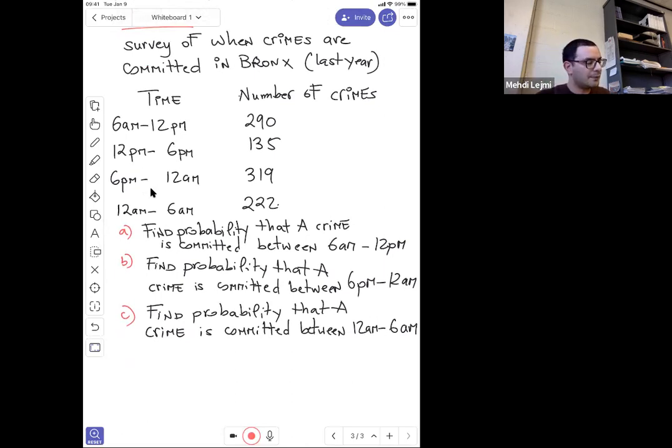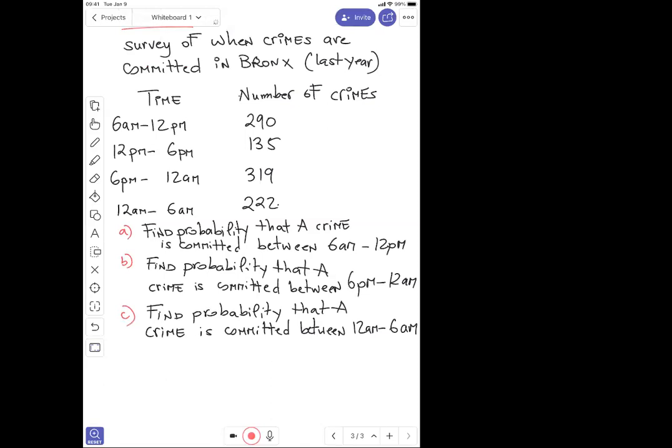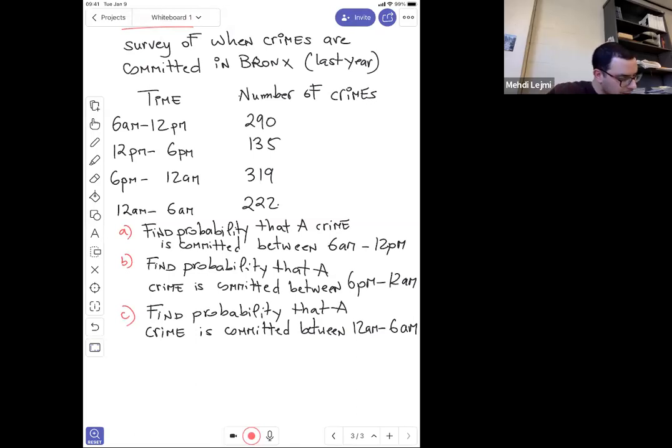All right, guys, I'm gonna give you a couple of minutes to think about this exercise. Just to verify that for C, you put 12 a.m. to 6 a.m.? Yeah, 12 a.m. to 6 a.m. Yes. Okay, thank you.